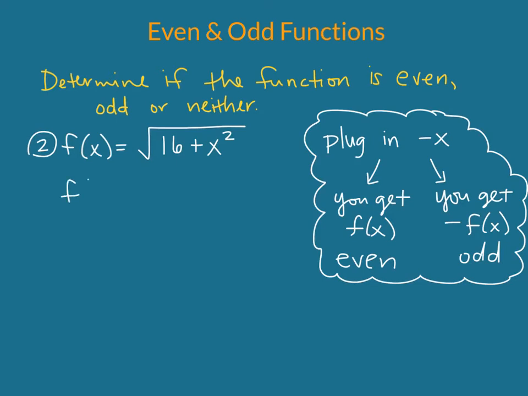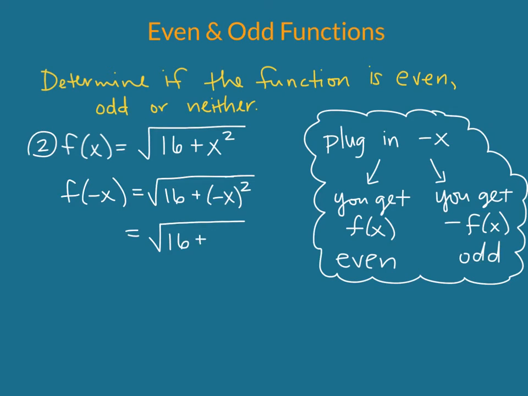So we want to plug in negative x and see what happens. We're going to be squaring a negative x. When we square a negative, it's the same as squaring the positive version of that number, right? So when we square a negative x, it's going to turn positive because it's an even exponent. When we plugged in negative x, we simplified and got back to our original function, f of x. When that's the case, that means the function was even.